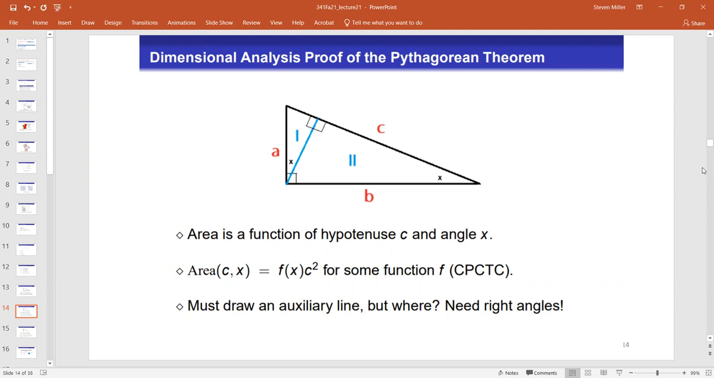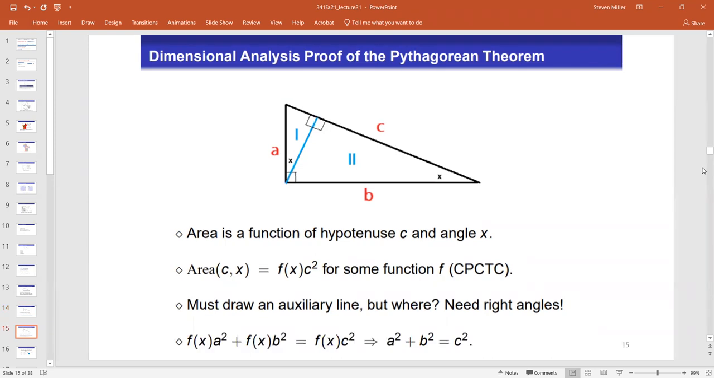And so now when I look at this, I just get that the area of triangle one is f of X times A squared. Triangle two is f of X times B squared. And the area of the big one, which is the sum of the two areas, is f of X times C squared. Why does that imply A squared plus B squared equals C squared? Can we divide off by f of X?